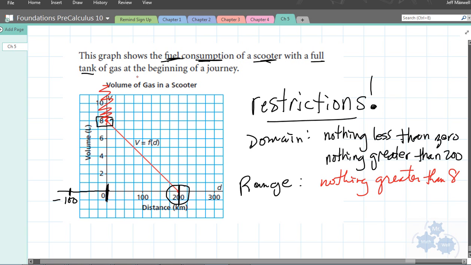And what else for the range? Is there any other restrictions that don't make sense? Very good. Nothing less than 0. Why? Because you can't have negative volume of gas in your tank, right? I mean, that would be great, right? You just never fill up ever. How much gas you got left? Oh, negative 1,000 liters. I've been empty for a very long time, and I'm still going. That doesn't make sense, right? So, nothing less than 0.